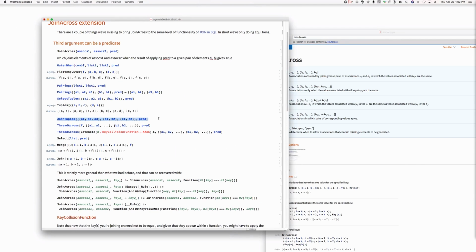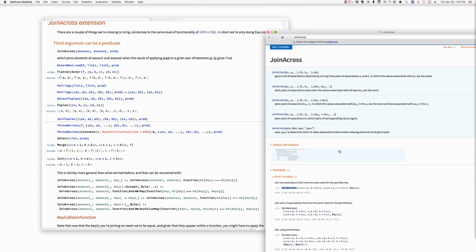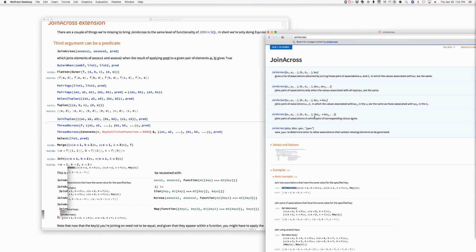If we did this join tuples thing, that is basically saying, I mean, we could even do that. These things could perfectly well be lists if we wanted to, but let's assume it's associations. It may not be the best name, but let's just try to understand the function. We're trying to understand what that predicate thing is. And we've got these cases here. Join those ones in which the key is the same.